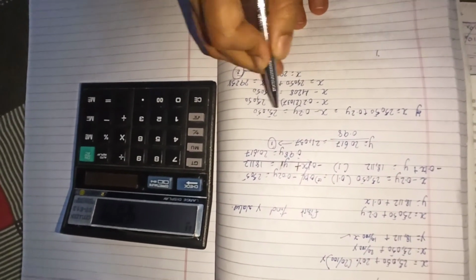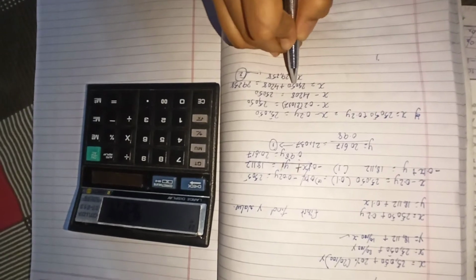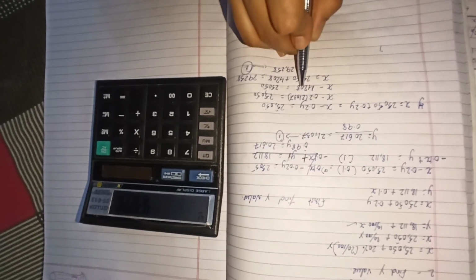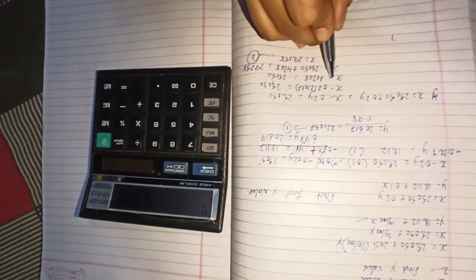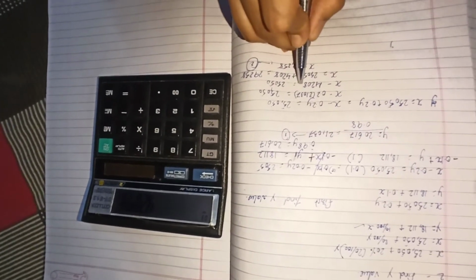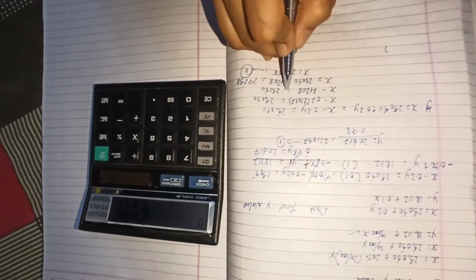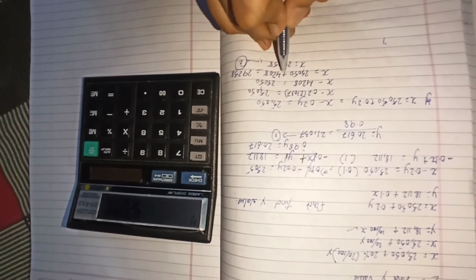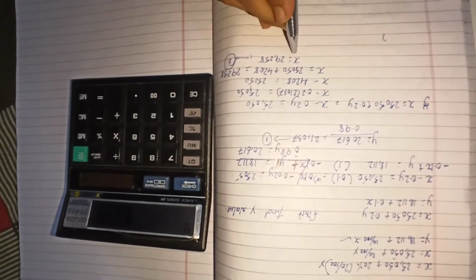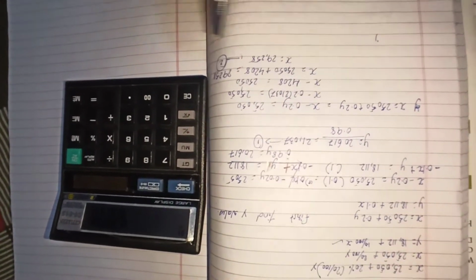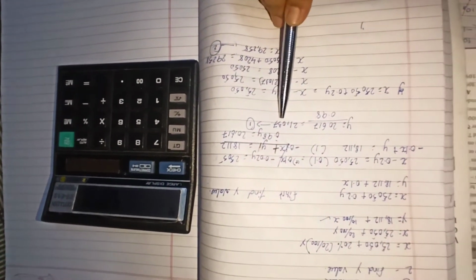When I take this to the other side, it equals 25,050. This minus 4,208 will turn into plus when it moves to this side. So 25,050 plus 4,208, I get 29,258. My x value is 29,258. My y value is 21,037.